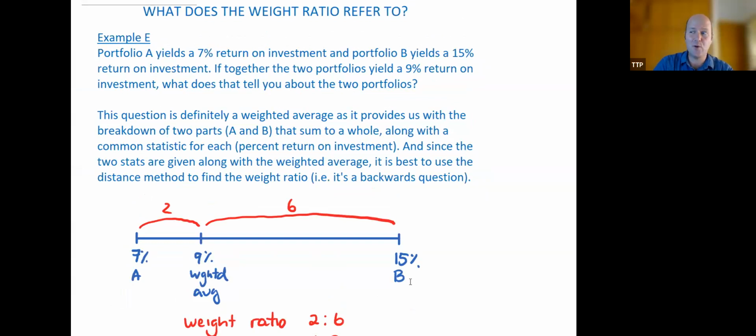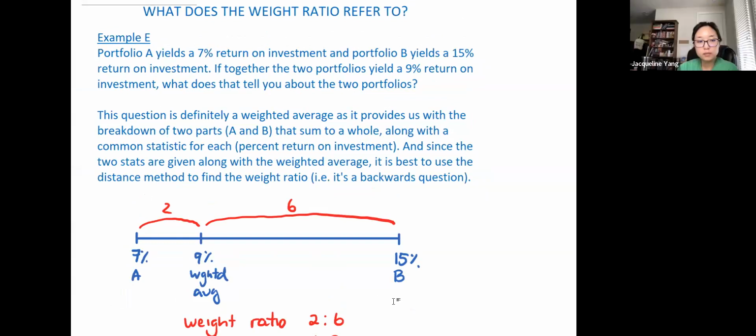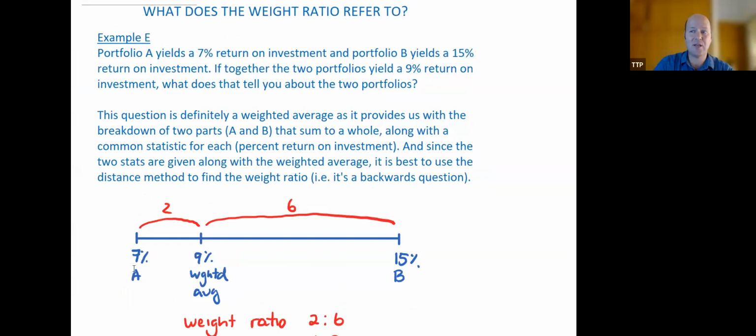It would favor which one? Which one would be the 3, the larger number, the B or the A? A. Right, exactly, A, because A is closer to the weighted average. And so A would be the heavier of the two elements.